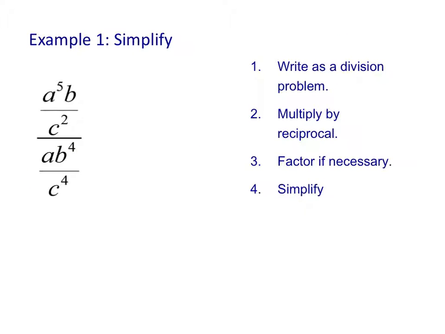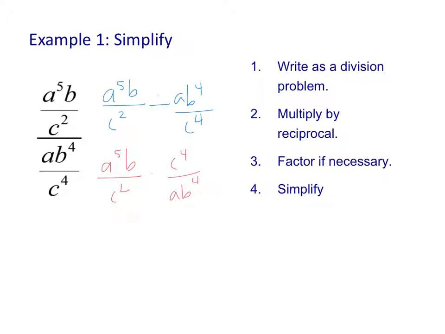Example number 1, simplify. We have a to the 5th b over c squared, all over a times b to the 4th all over c to the 4th. So step 1 is write it as a division problem like we did in our warm-up. I would say here a to the 5th b over c squared divided by a b to the 4th all over c to the 4th. Step 2, multiply by the reciprocal. So a to the 5th b over c squared times c to the 4th over a b to the 4th. Step 3, factor if necessary and simplify.